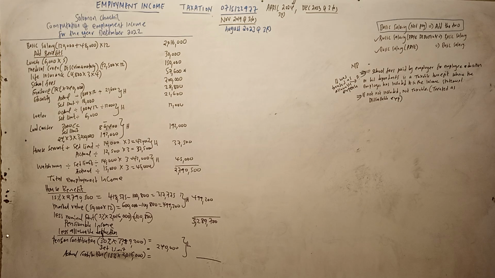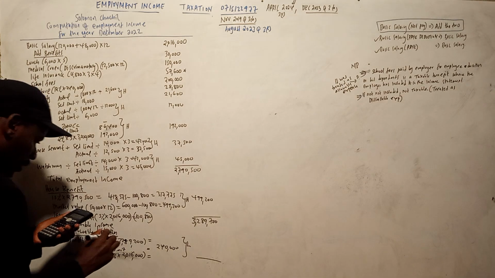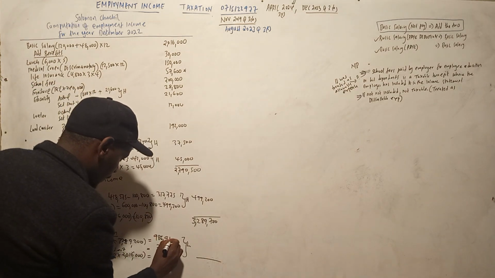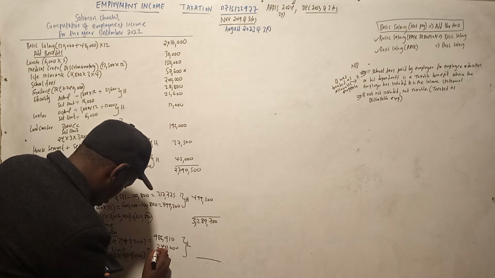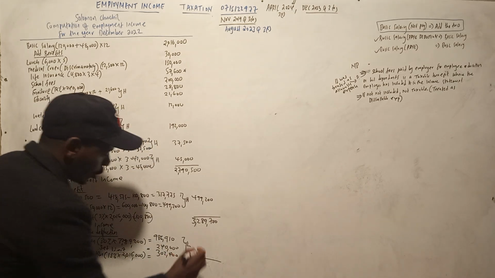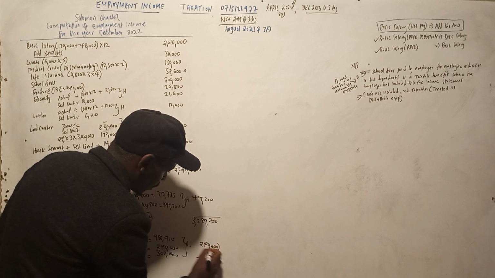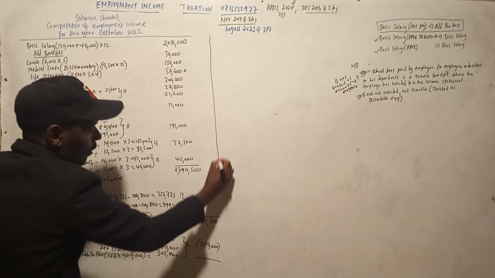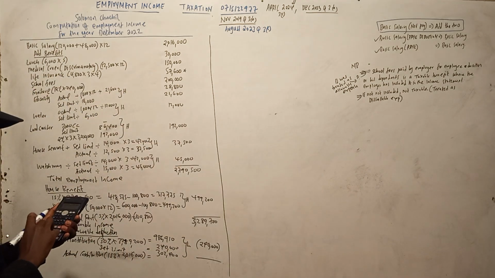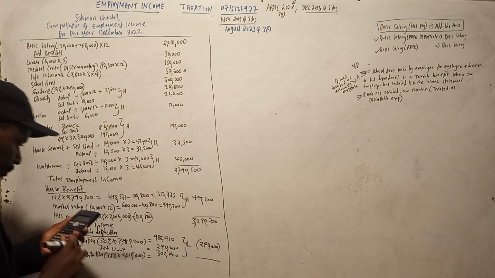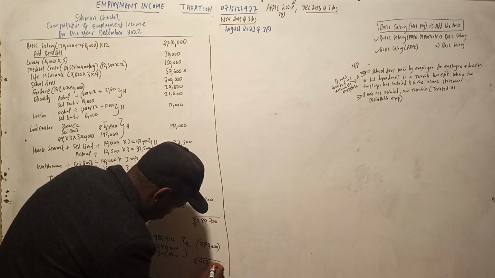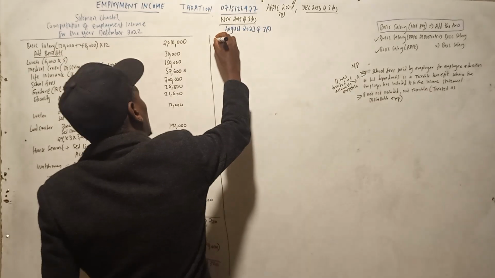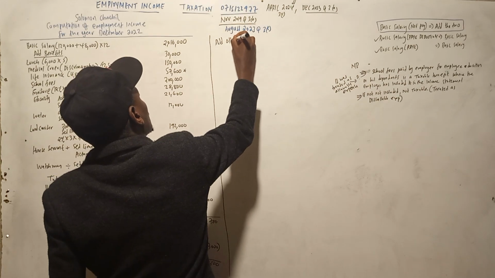So 0.3 times 3,289,700, which is 986,910. Then 0.15 times 2,016,000 is 302,400, and we pick the lower. The lower is 240,000. So what do we get? 3,289,700 minus 240,000 is 3,049,700. So we add other income.